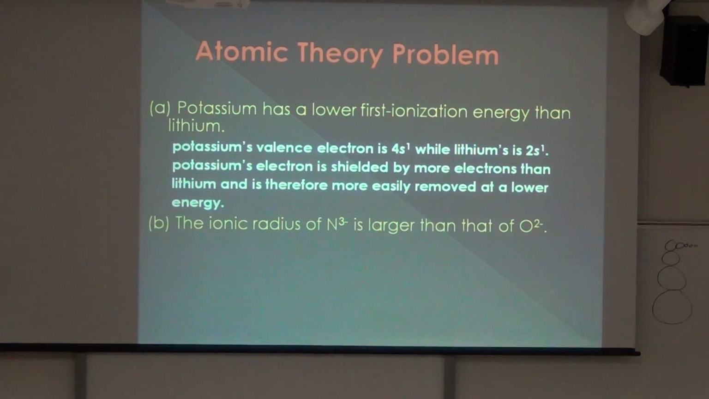So, good, both teams, I think you got it right. It's always interesting that people go different directions, which is exactly what I expect to see though. All right, this one's a little trickier though. The ionic radius of N3 minus is larger than that of O2 minus. What did you guys come up with?